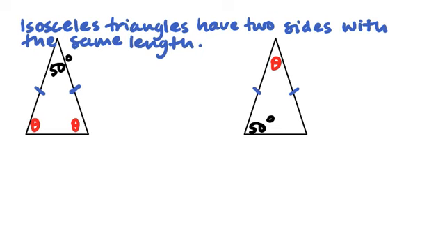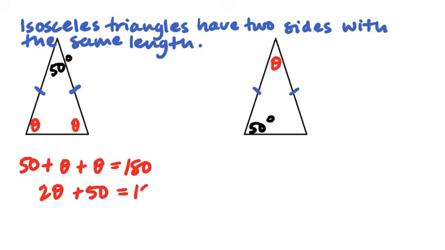So if we know one of the angles and we know that a triangle is isosceles, then we can find the other 2, basically. So for this first one, this one on the left, I know that 50 plus theta plus another theta is equal to 180 degrees. Well, that's 2 theta and 50 equaling 180. We start to solve. 2 theta is 130. And that makes theta equal to 65.